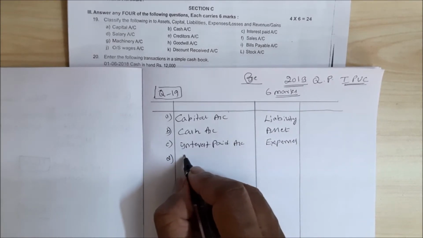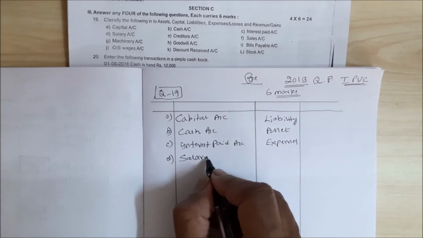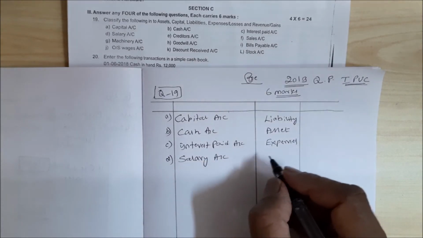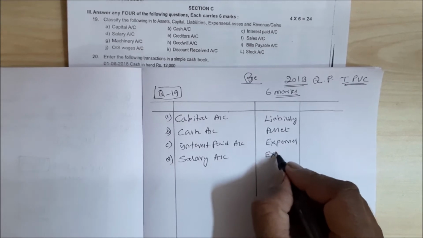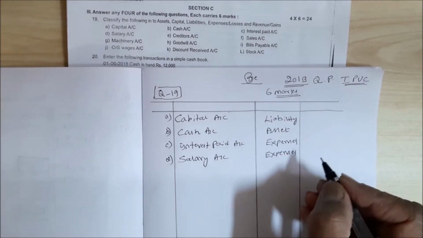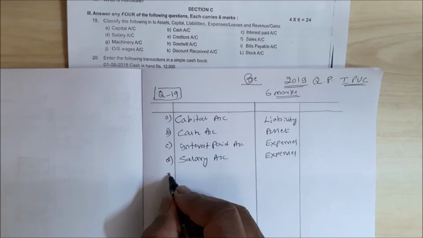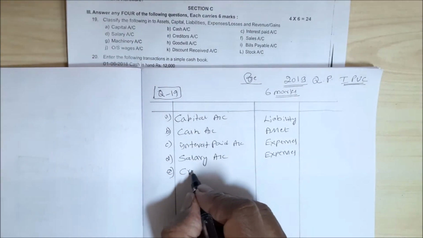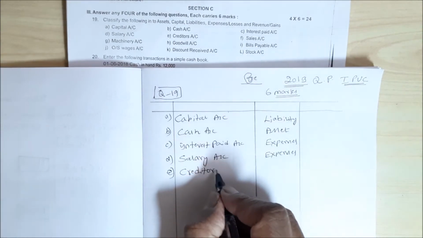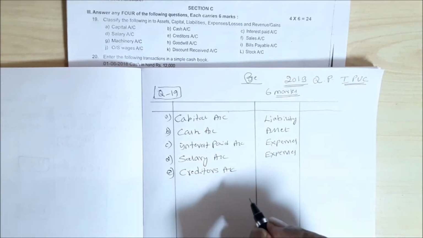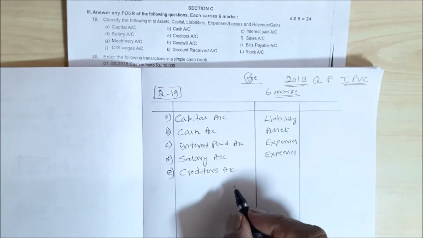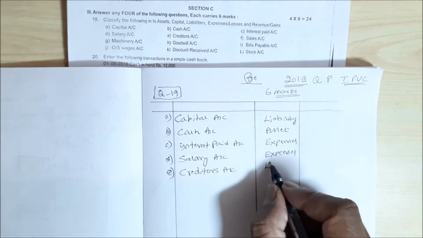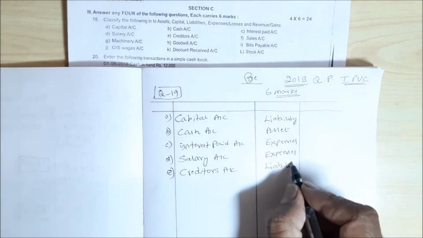Next, salary account. You have to pay salary to the staff every month. Once again, it is expenses. Then next, creditors. Creditors account, the name itself gives you the definition. It is creditors, that means we are due to our suppliers, which is called a liability.